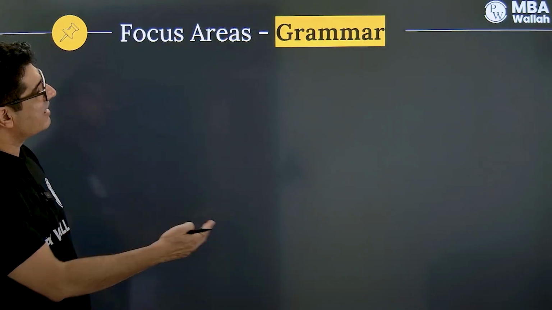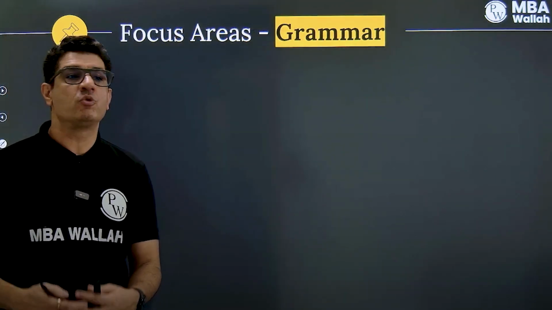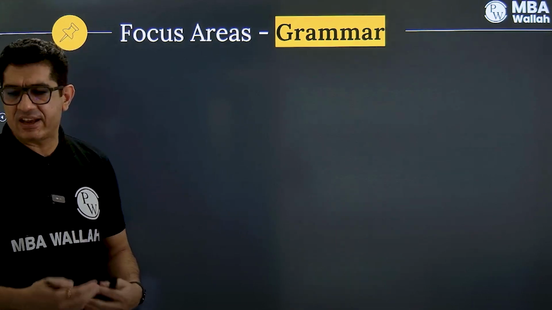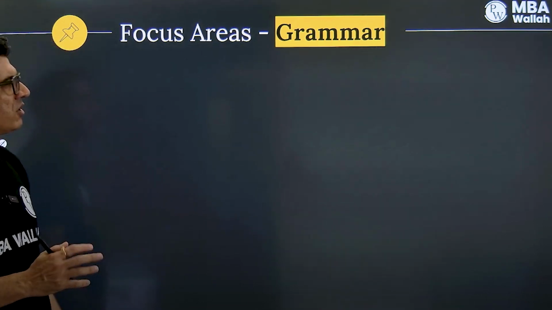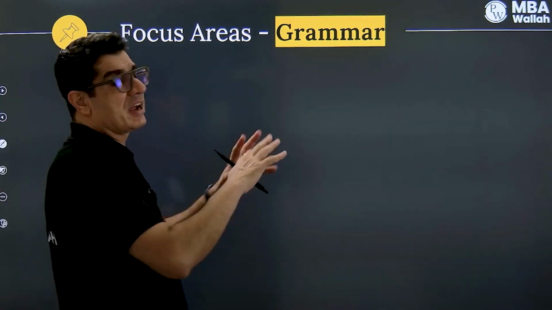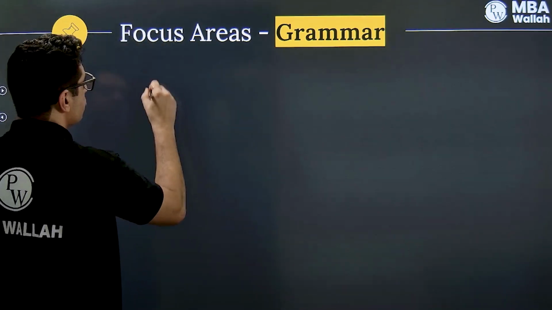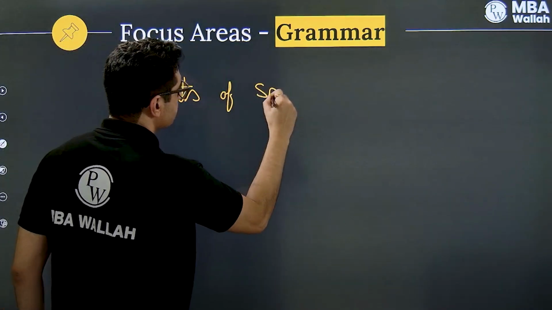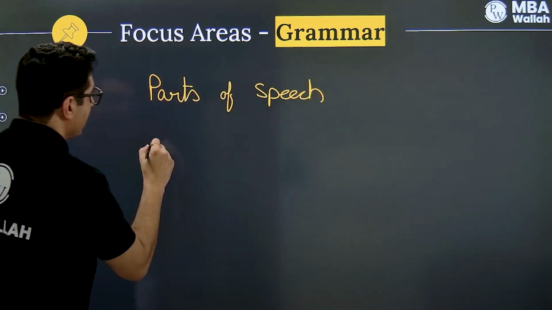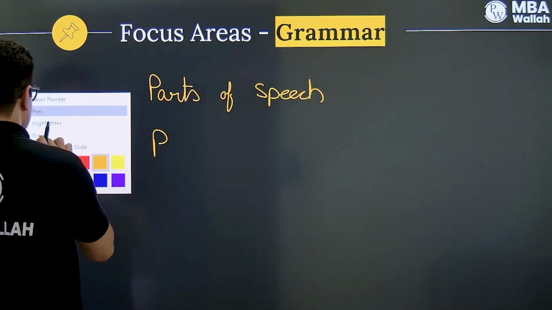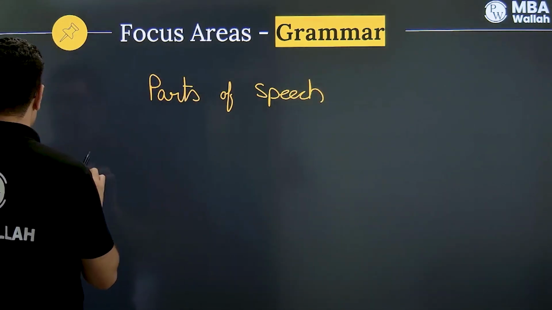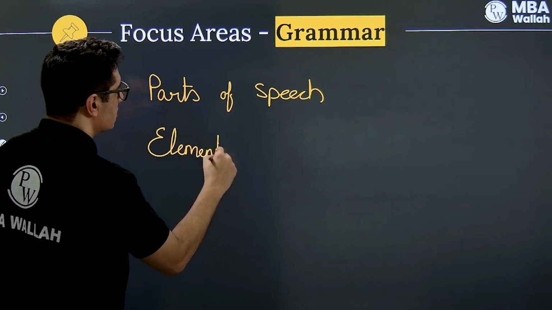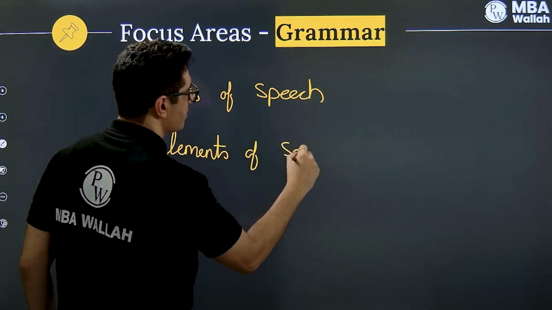So what exactly is it that you would want to focus on when it comes to grammar? So what all areas should you go ahead and focus more on? So the truth is, if I look at grammar holistically, it basically has two things. Those two things are parts of speech. So that's one area. And then you have all of these different, not exactly parts, but elements of sentence.